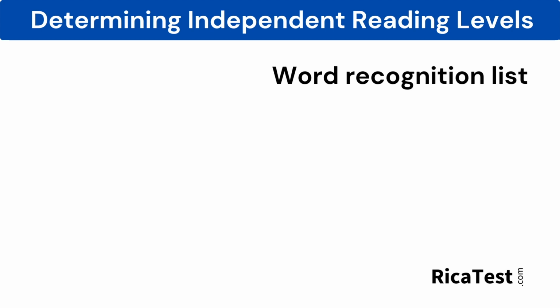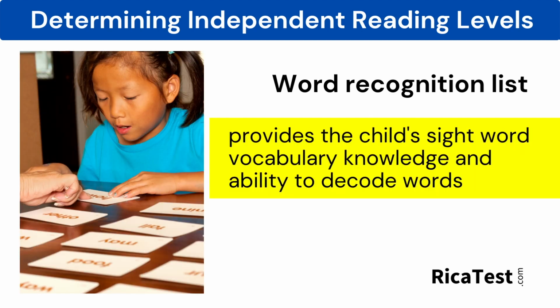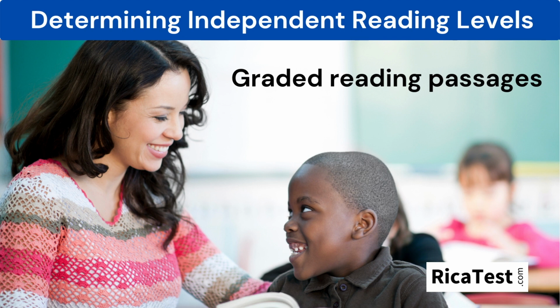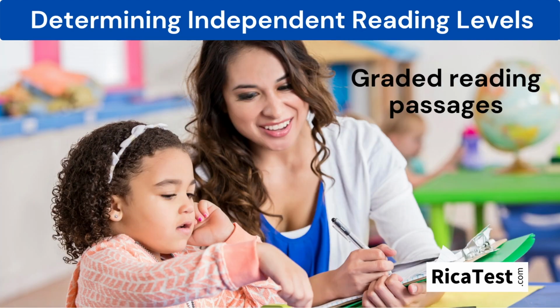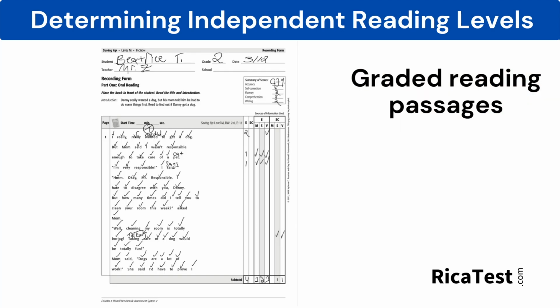The next type of assessment used to determine students' reading levels is called a word recognition list, which provides the teacher with the child's sight word vocabulary knowledge and ability to decode words based on their sound to symbol relationship. Graded reading passages are also called running records, where the teacher chooses a passage and the student reads it aloud. During this time, the teacher is listening as the child reads aloud, and the teacher is keeping a detailed record of the student's performance, marking errors and looking for patterns of mistakes.